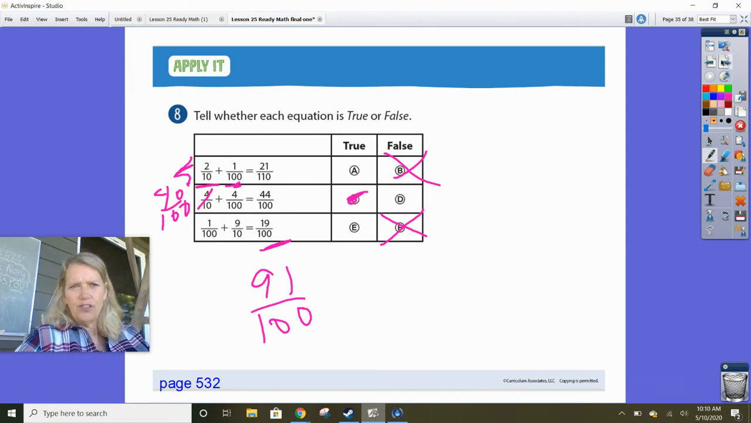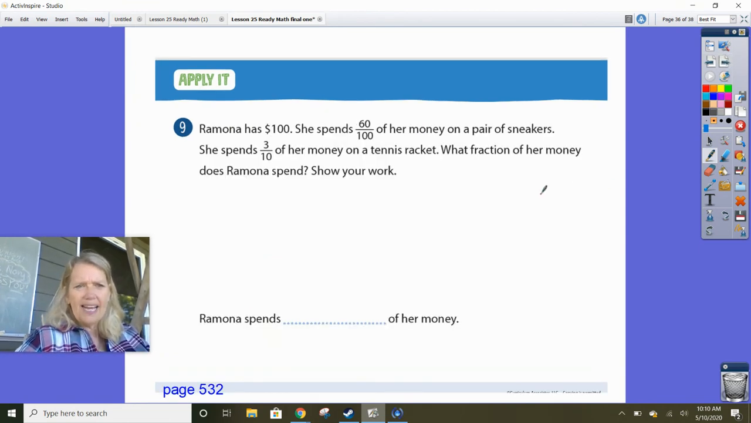On page 532. Number 9, Ramona has $100. Sorry, Ramona. She spends 60 100ths of her money. Okay, that's funny. 60 100ths. That would be $60 of her money on a pair of sneakers. She spends 3 tenths of her money on a tennis racket. What fraction of her money did Ramona spend? Show your work. So this is about money, fraction of money.